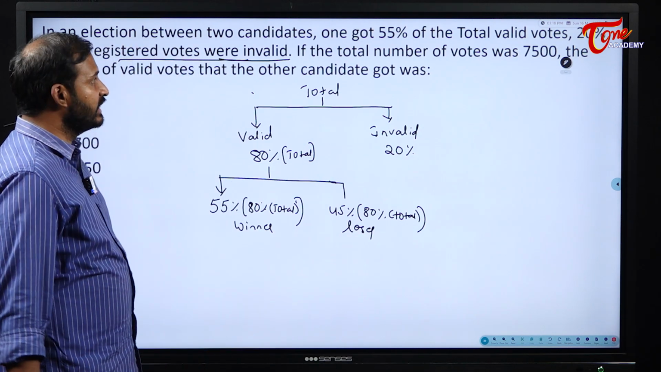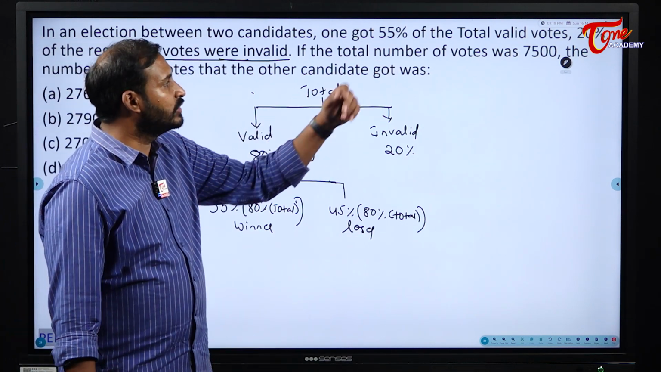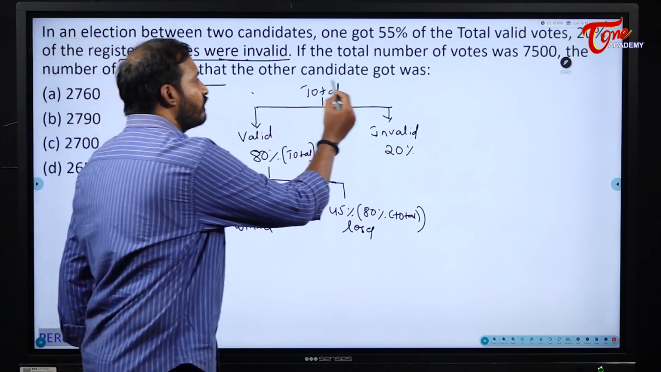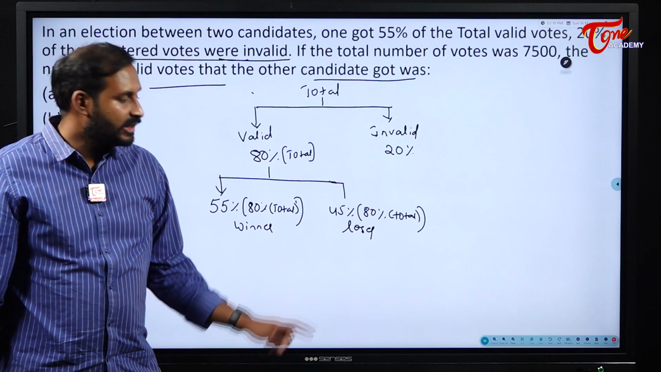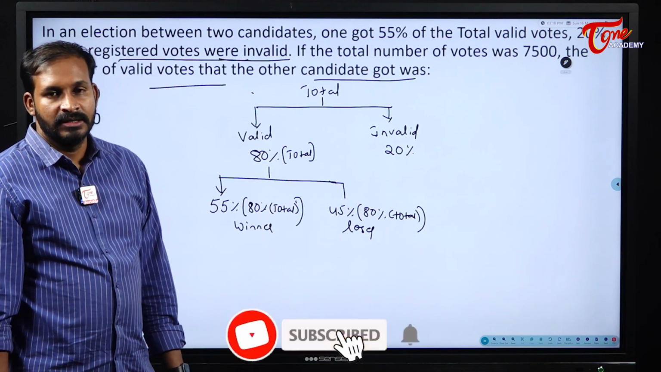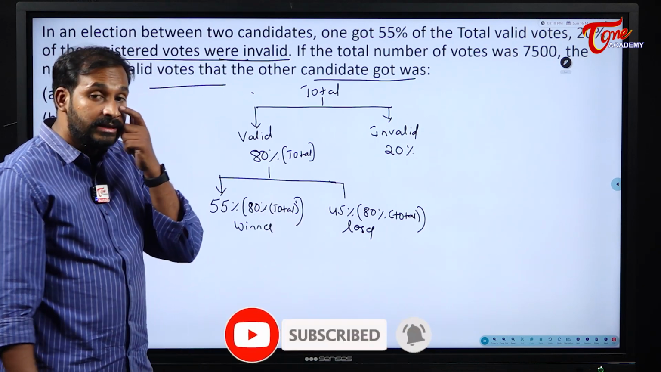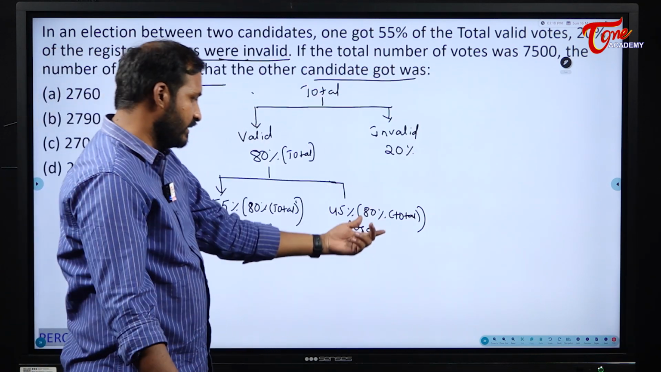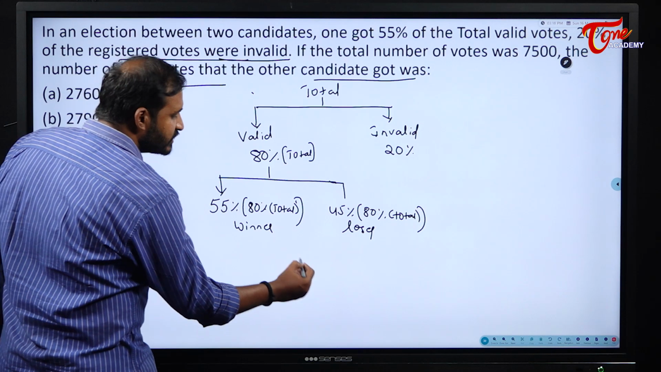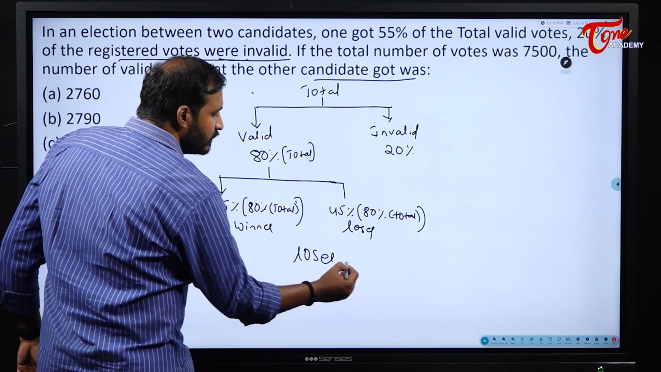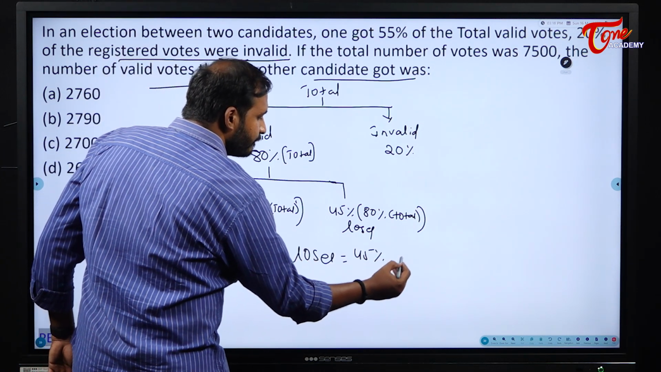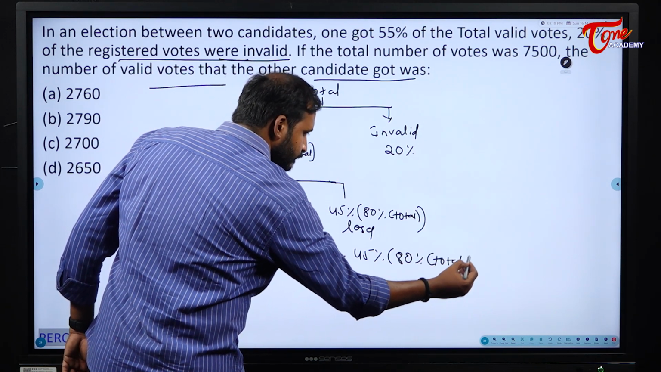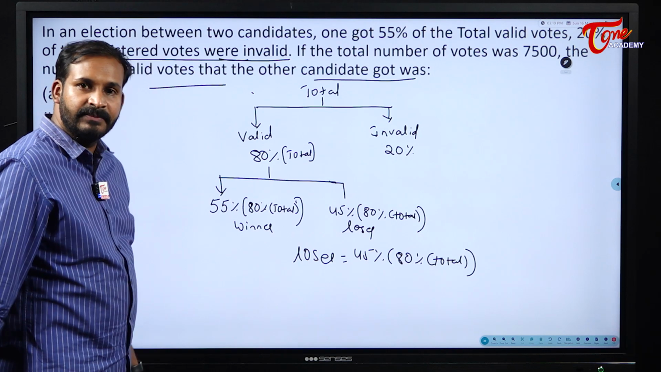And in the question they clearly said that if the total number of votes was 7500, the number of valid votes that the other candidate got was. The other candidate means here the loser. The other candidate in this case is the loser. He is telling that the total number of votes was how much? 7500. So the loser got how many votes here? The loser got 45% of 80% of total.